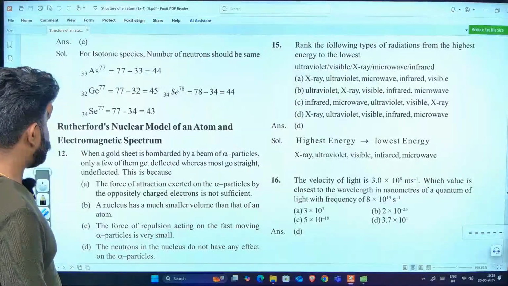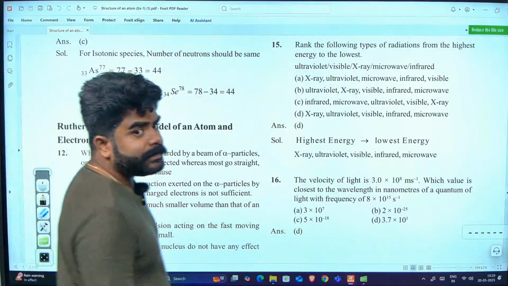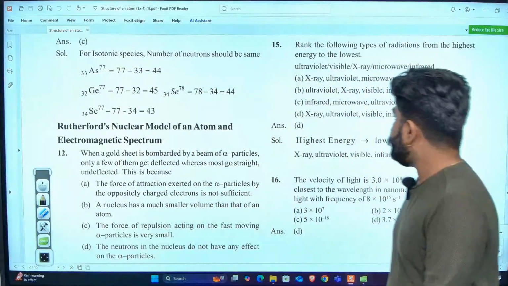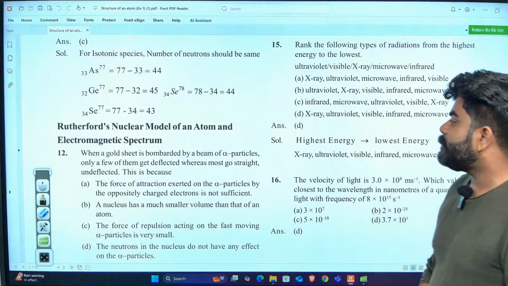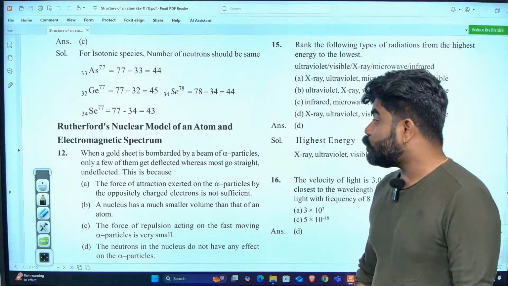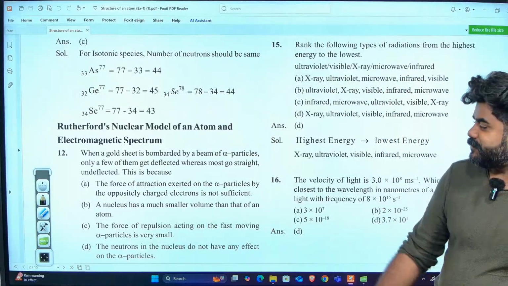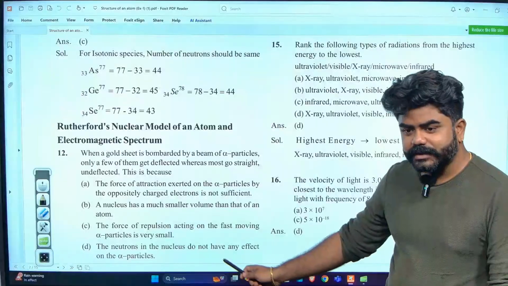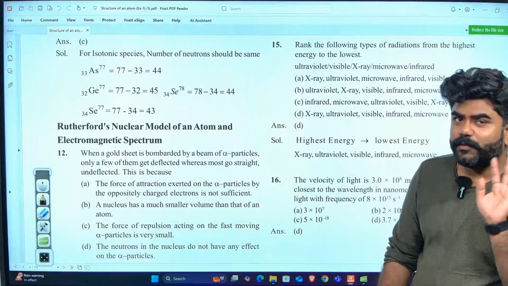Here, question number 12. When a gold sheet is bombarded by a beam of alpha particles, only a few of them get deflected, whereas most go straight undeflected. This is because, which option here? Answer is B. Answer is? B, Cherry. Sir. Let's see, wait.